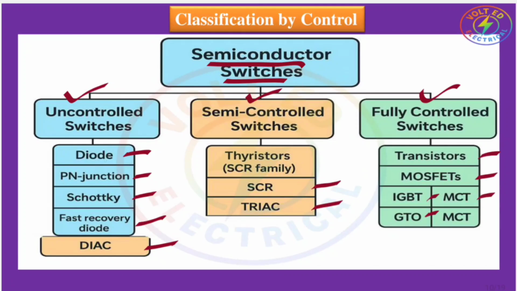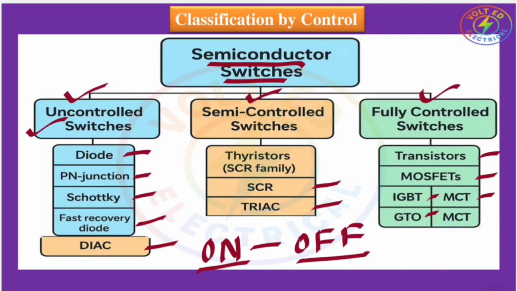So why is it called uncontrolled? In a switch there are two states, the on state and the off state. If we can control both on and off, then it is called fully controlled. If only either on or off can be controlled, it is called semi-controlled. If nothing can be controlled, neither on nor off, then it is called an uncontrolled switch.